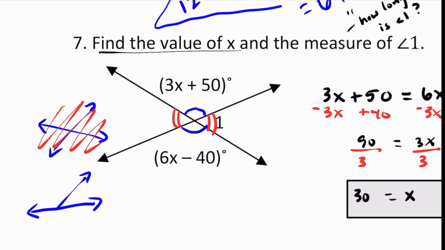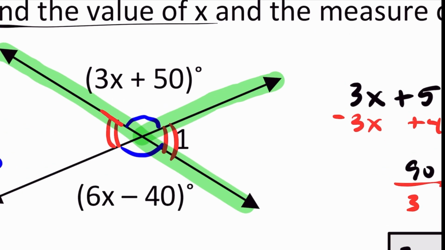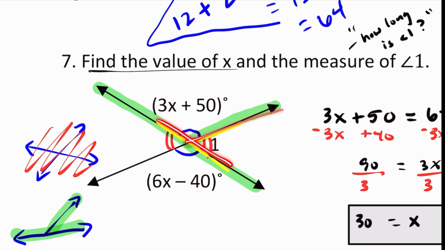Let me use my highlighter. Okay, we need to have a straight line and some sort of ray or segment. And there you have it. We have that linear pair, right? So this is my linear pair, and we have those two angles that form a linear pair. Okay, we have this angle, and we have that angle. And those two angles, again, form a linear pair, right?